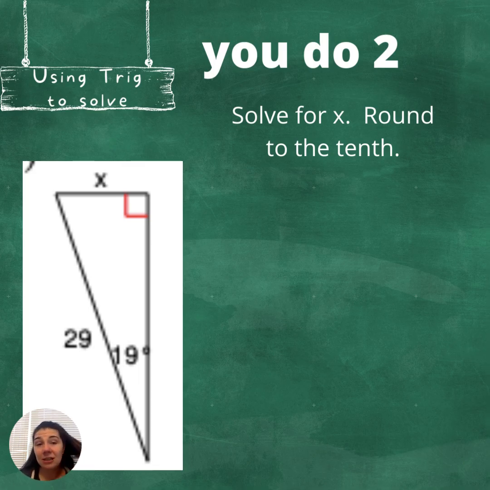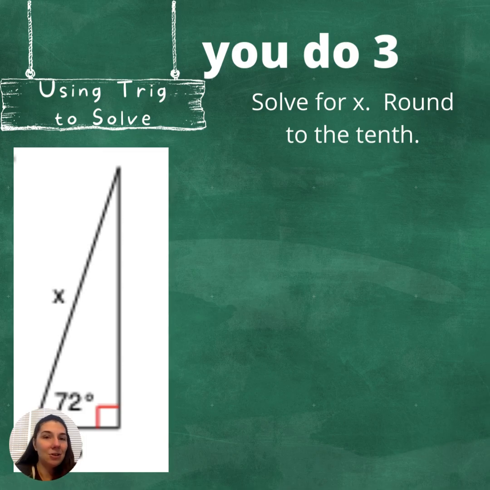And last but certainly not least, you do number 3. You have a 72-degree angle, you have an x, and you have a 6.